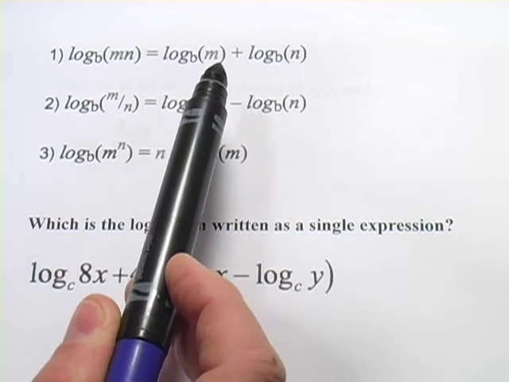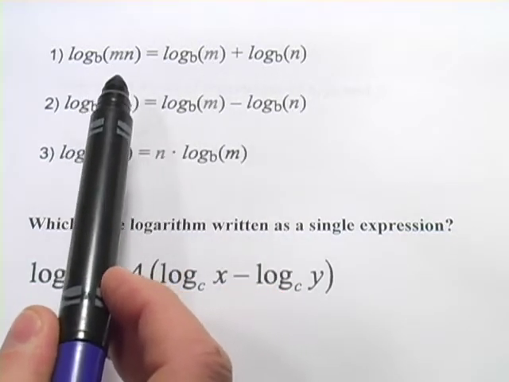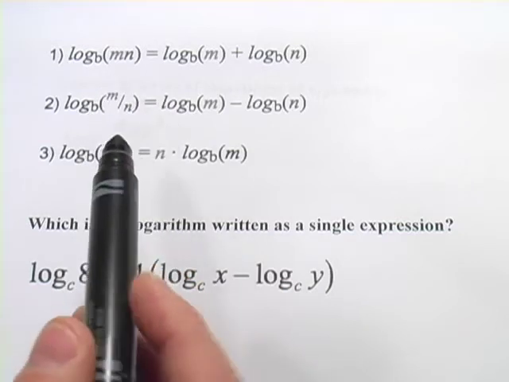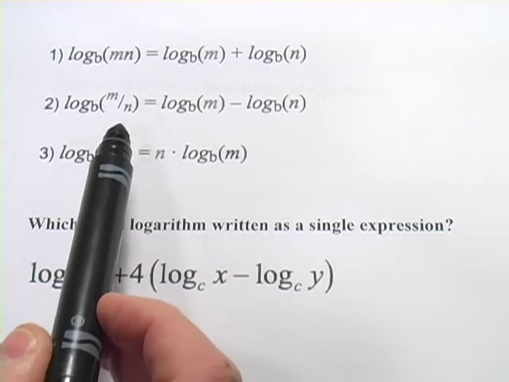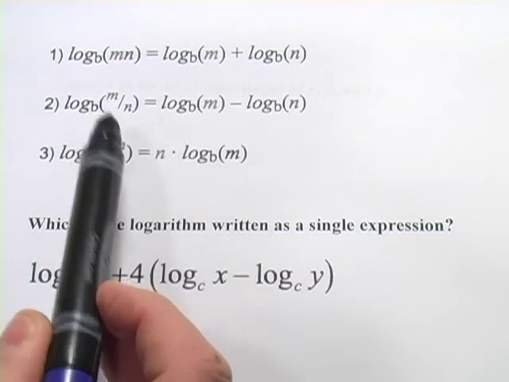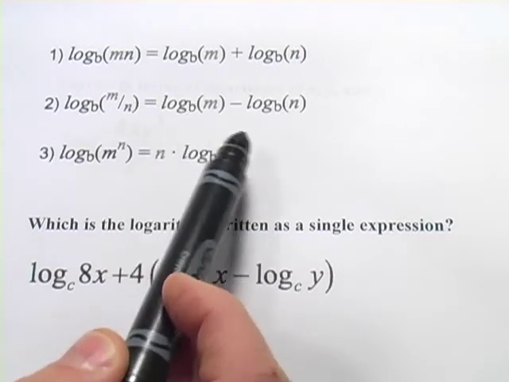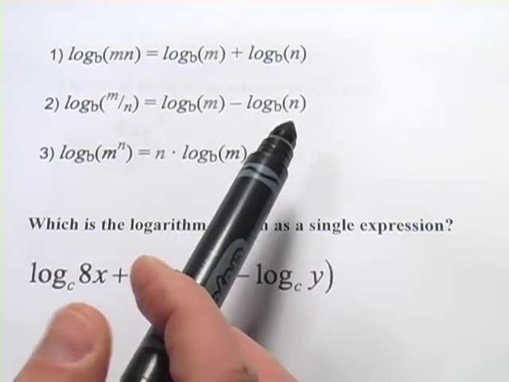And of course you can go either direction. If you see log base b of m plus log base b of n, you can rewrite it as log base b of m times n. Same thing goes for division, except instead of adding, it's subtraction. So log base b of something divided by something else is the same thing as log base b of that first thing minus log base b of that second thing.